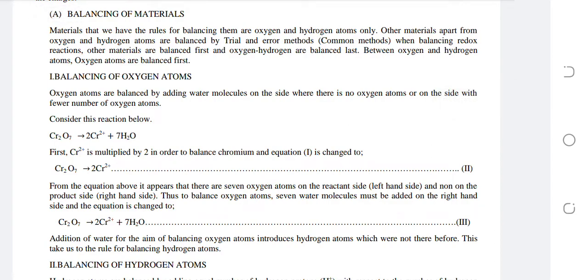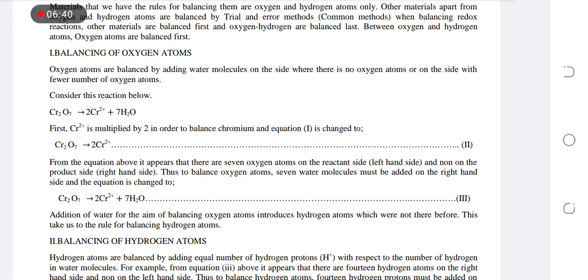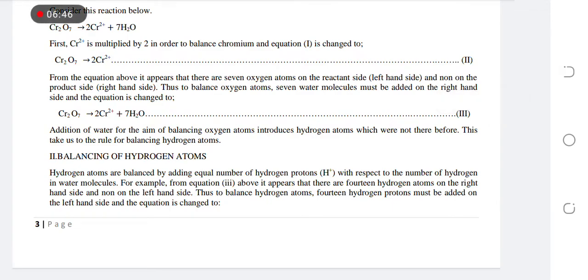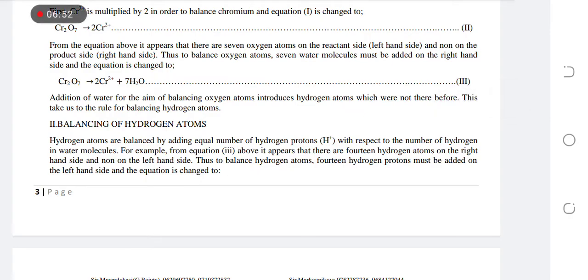Balancing of oxygen atoms. Oxygen atoms are balanced by adding water molecules on the side where there is no oxygen atoms, or on the side with fewer oxygen atoms. So in order to balance oxygen in the reaction, you add water molecules. If there are 7 oxygens in the reactant side, you must add 7 water molecules in the product side, or in the side where there is no oxygen. Therefore it will show that you have balanced the oxygen. You may see in the reaction there how the reaction appears. So that is how to balance oxygen.